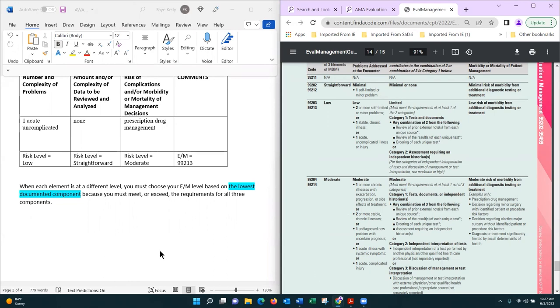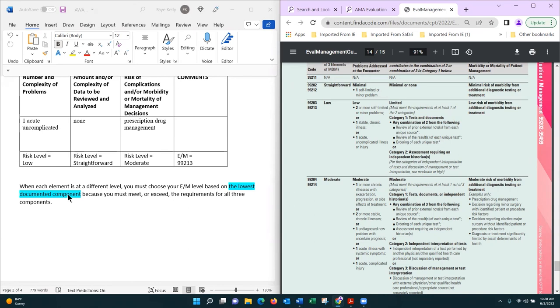But I can't bill if I'm coding this. I cannot code and bill this as a moderate because the rules say when each element is at a different level, you're going to code based on the lowest documented component. And that documented component is what I want you to see. We have no documentation in our data, but we do have documentation in this level and in our risk. So we have a moderate and a low, and we must choose the lower when they're different. And it's based on the documented component.